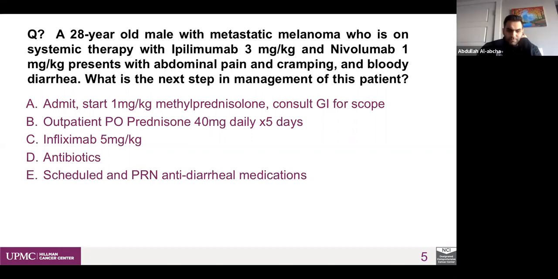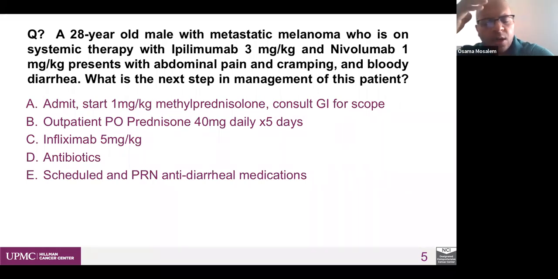So a 28-year-old male with metastatic melanoma who is on systemic therapy with ipilimumab 3 mg per kg and nivolumab 1 mg per kg presents with abdominal pain, cramping, and bloody diarrhea. What is the next step in management of this patient? A: Admit, start 1 mg per kg methylprednisolone and consult GI for scope. B: Outpatient PO prednisone 40 mg daily for 5 days. C: Infliximab 5 mg per kg. D: Antibiotics, scheduled and PRN antidiarrheal agents.